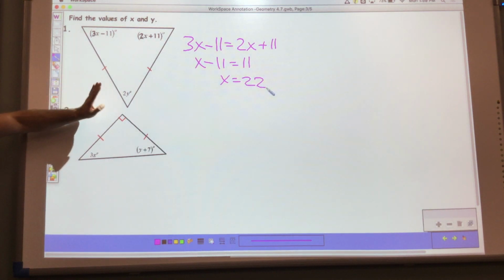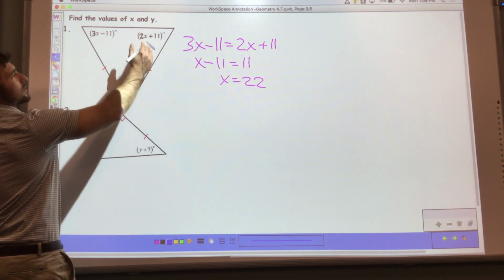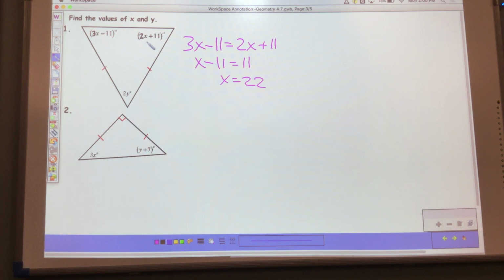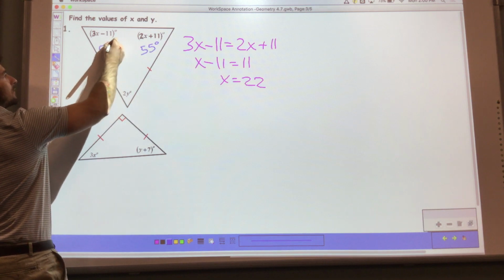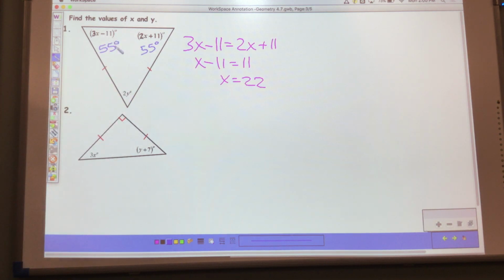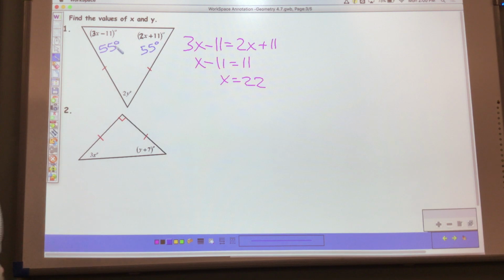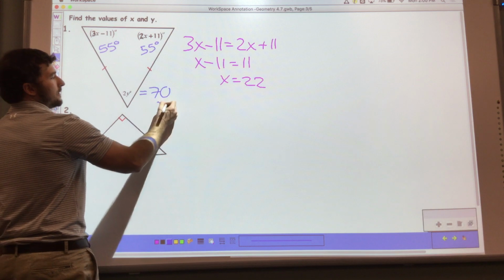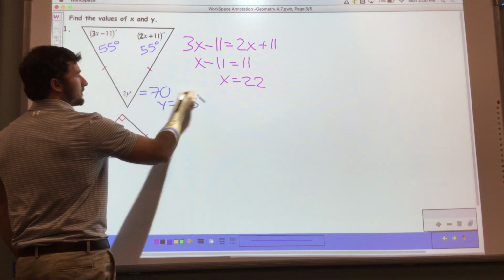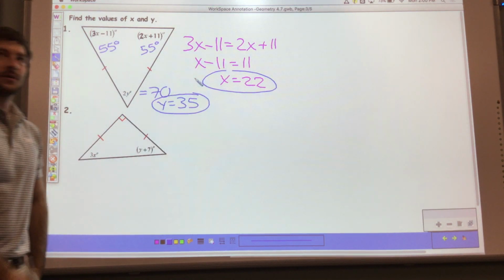Well, then how do we get 2y? If we take our 22 and plug it in, 22 times 2 is 44, plus 11. Each one of these angles is 55 degrees. So that should help us figure out what this last angle has to be. We know all three have to add up to 180. So 180 minus those two is going to get us 70. So if 2y equals 70, divided by 2, y is 35. Again, things we learned earlier in the chapter, earlier in the year, we're still going to be using.